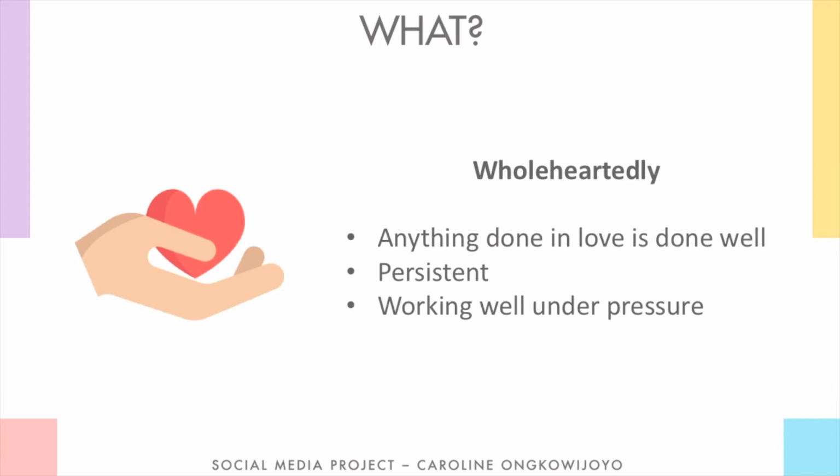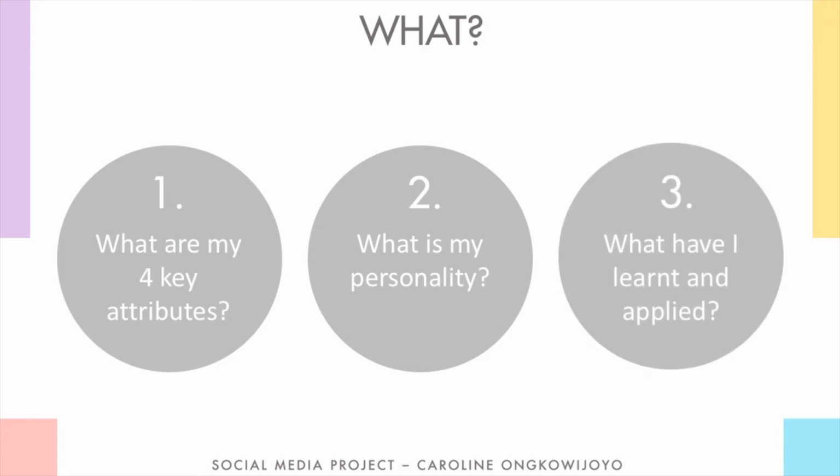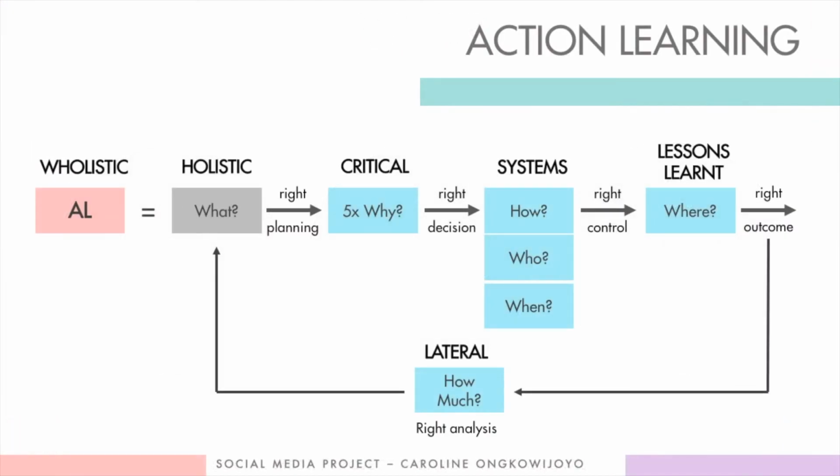Next, I also learned to do everything wholeheartedly. Throughout my academic years, I learned that anything done in love is done well. Therefore, I learned to be persistent and work well even under pressure. So, all the three questions have been covered and the section what is done. Moving on to the next section, which is through asking 5 times of why.